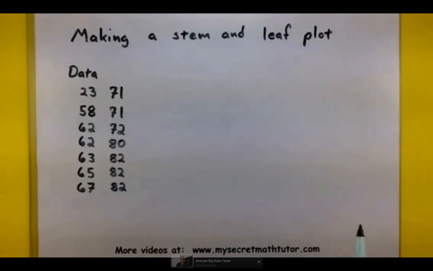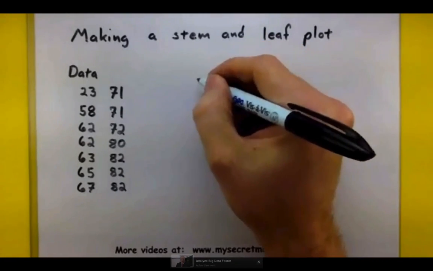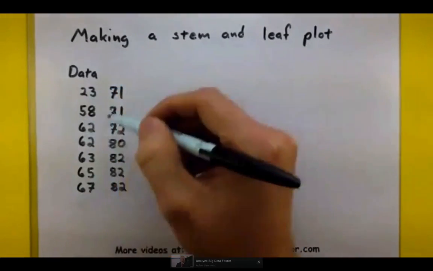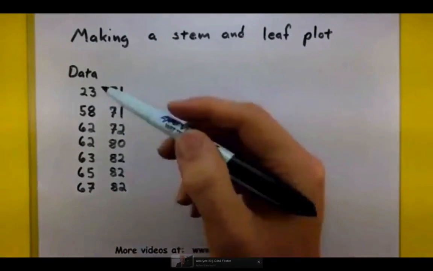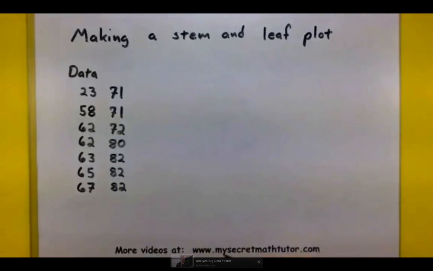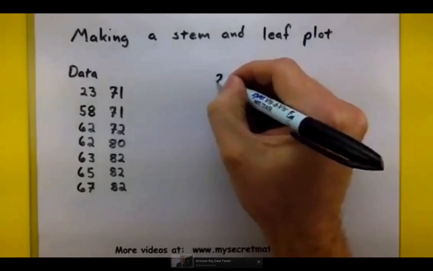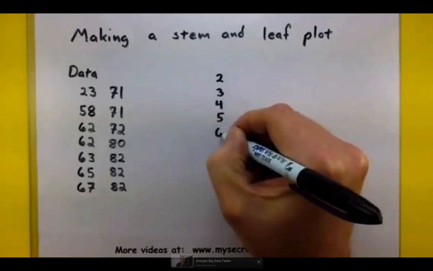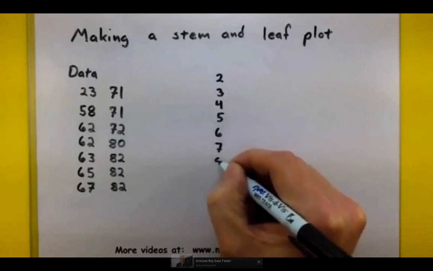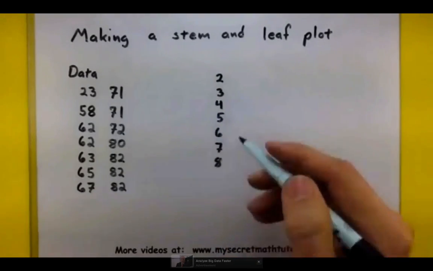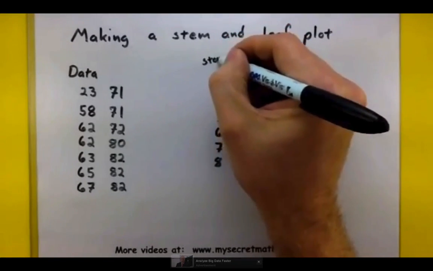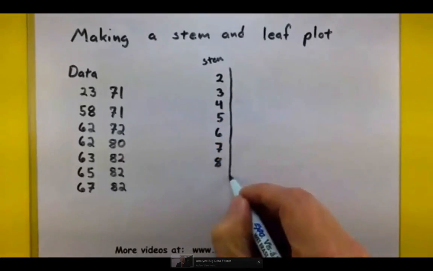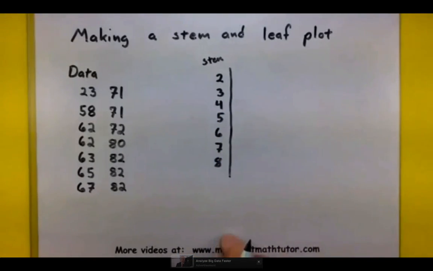Alright, so let's see how this works out by first creating the stems. So I look at all the numbers in my leading values, and it looks like I have a 2, a 5, some 6s, 7s, and 8s. So it looks like my data goes between the 20s all the way up to 80s. So I'm going to use 2, 3, 4, 5, 6, 7, 8. And these are my stem. I'm going to put a big vertical line to separate these out from the leaves.